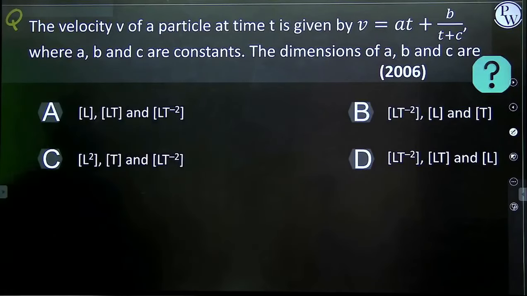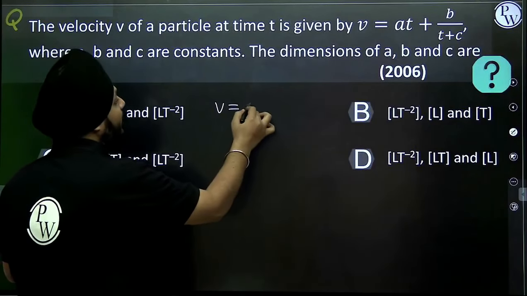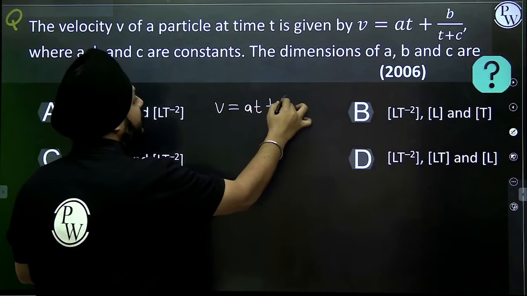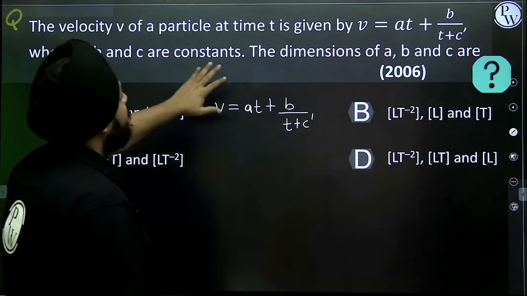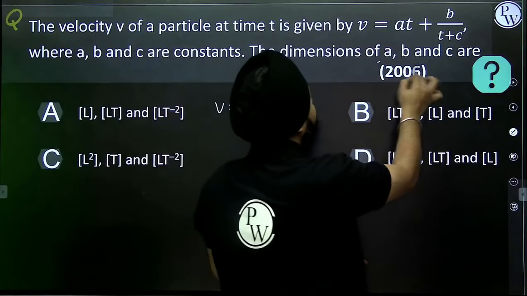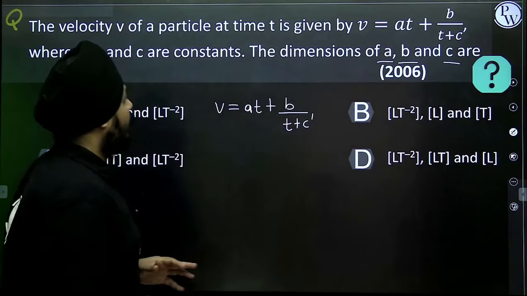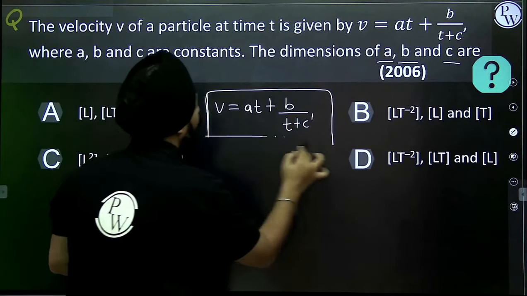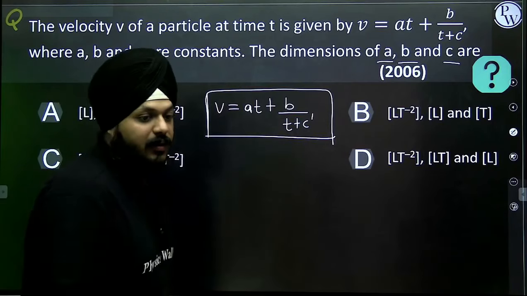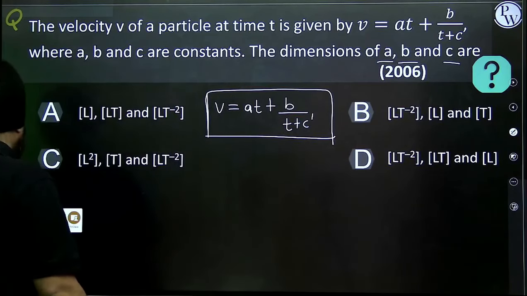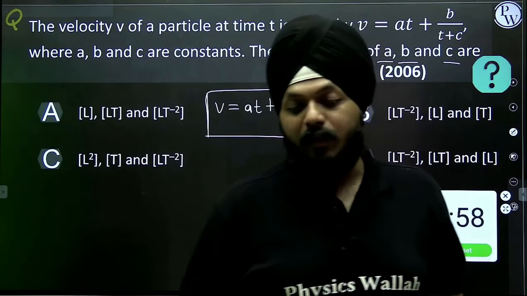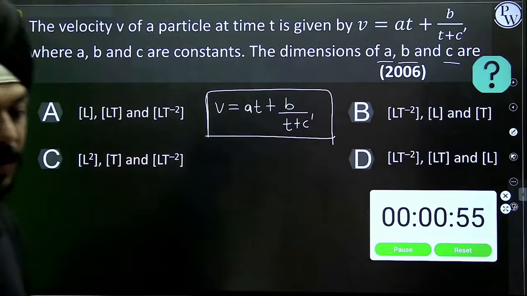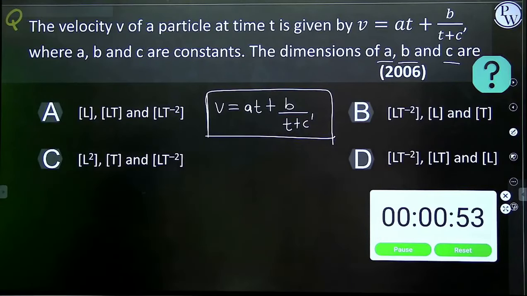The velocity of the particle is given by v is equal to a of t plus b by t plus c. A, B, C are constants. The dimensions of A, B and C are? Using this equation, we need to calculate the dimensions of A, B and C. First of all, let's give you all a minute to solve this. It's easy, and you can even pause the video. It's not a big deal. I want you all to solve with me. That will increase the speed, accuracy and command over the subject.